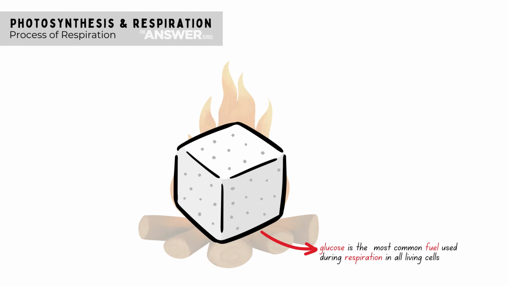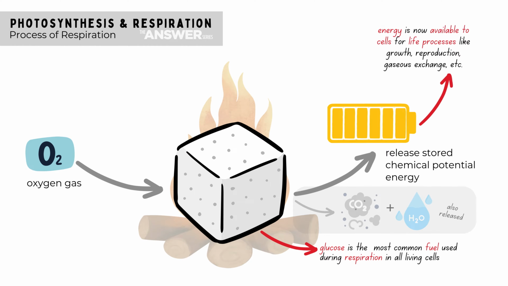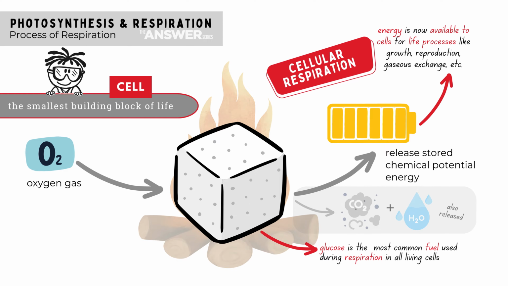Glucose is similar to the wood. It is the most common fuel used during respiration in all living cells. During respiration, glucose is burned in the presence of oxygen to release its stored chemical potential energy. This energy is now available to the cells of the plant or animal for its life processes like growth, reproduction, gaseous exchange, and so on. Note that respiration is sometimes also referred to as cellular respiration because it occurs in all living plant and animal cells. This is different from photosynthesis that only occurs in plant cells.